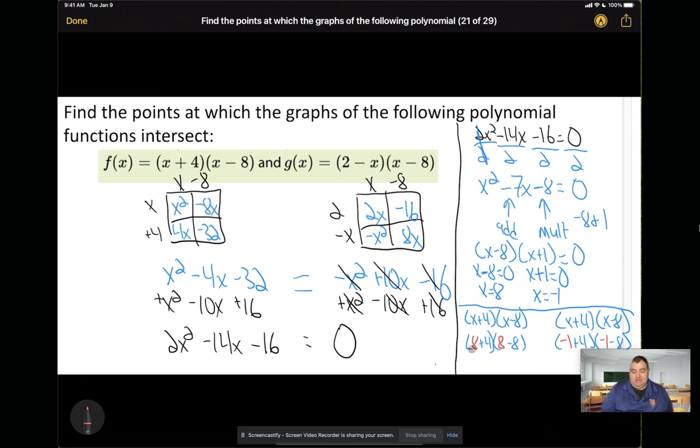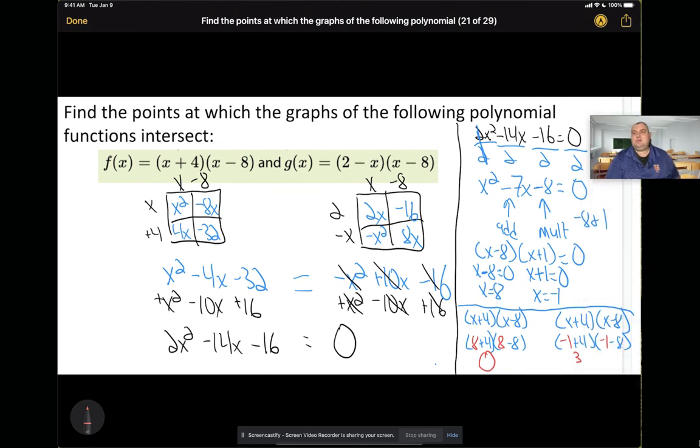If I plug in 8, I end up with 8 plus 4 is 12. 8 minus 8 is 0. So this is really 12 times 0. So that's going to be 0. This one, negative 1 plus 4, that's going to be 3. And then negative 1 minus 8 is going to be negative 9. And 3 times negative 9 is negative 27. Okay, so I found the y values.